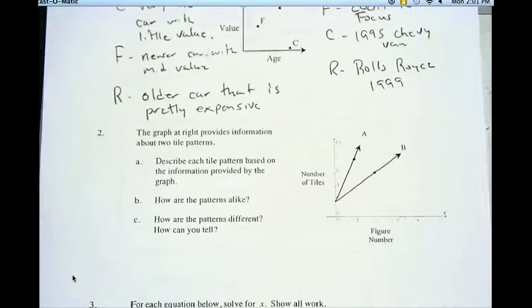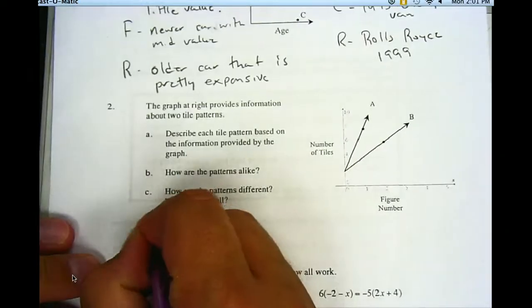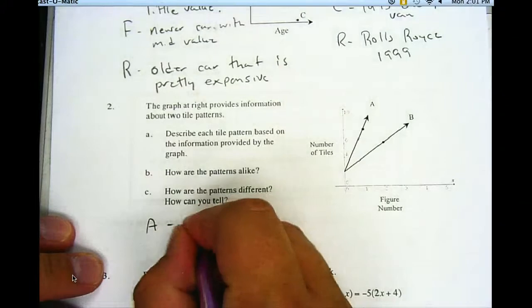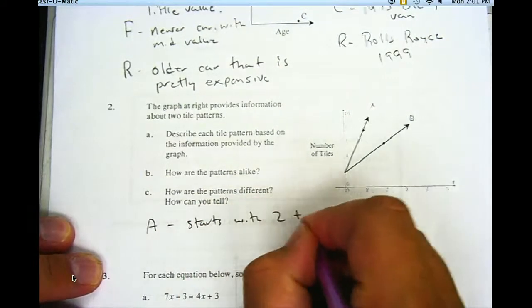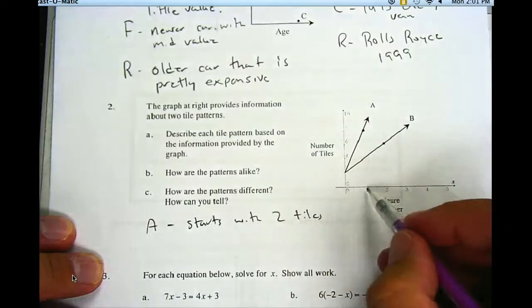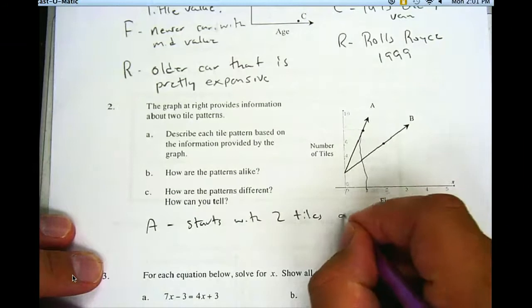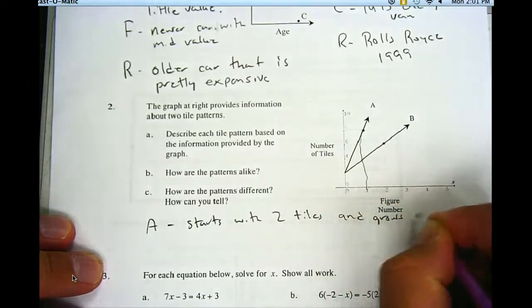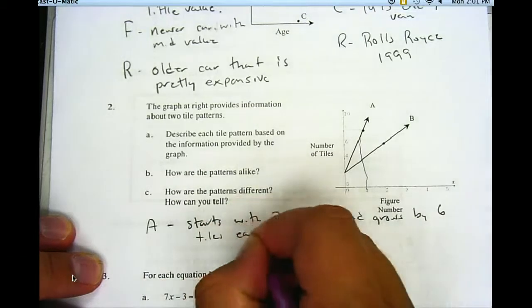Okay, number 2. The graph at right provides information about two tile patterns. Describe each tile pattern based on the information provided in the graph. How are the patterns alike? So, tile pattern A starts with 2. And it looks like at 1, it's up there at 8. So it grows by 6 tiles each figure.